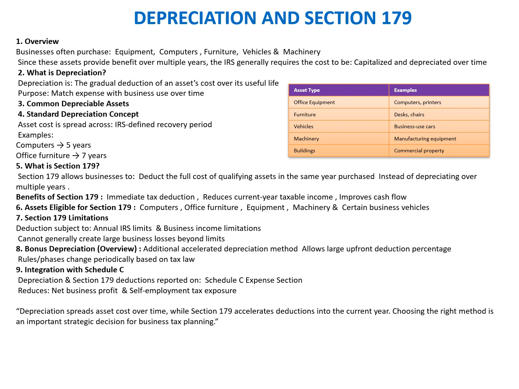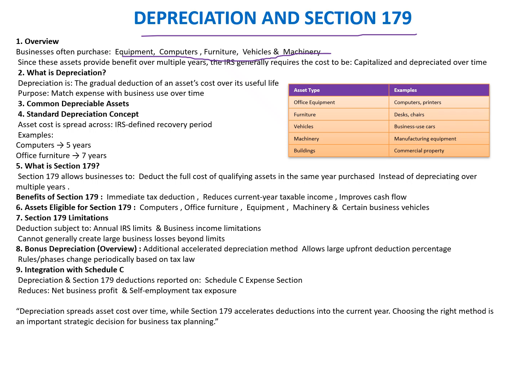Okay, now we'll talk about another important section, which is depreciation and section 179. These are depreciation on the equipment that we're using, for example computers, furniture, vehicles and machinery. Basically, it's a charge on the usage of the asset, and common depreciable assets are office equipment, furniture, vehicles, machinery and buildings.